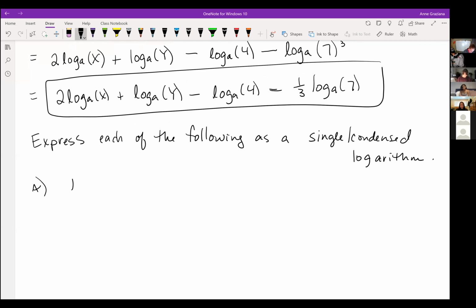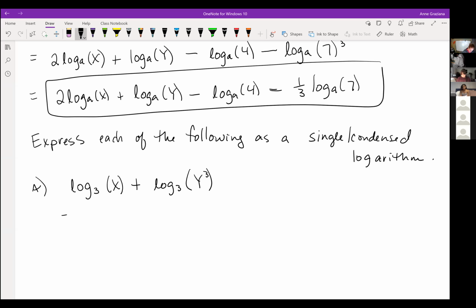If I have log base 3 of x plus log base 3 of y cubed. Okay. I have addition. So what does that mean? I can bring those two together as? Is it going to be a product, a quotient, or a power? A product? A product. Yes.